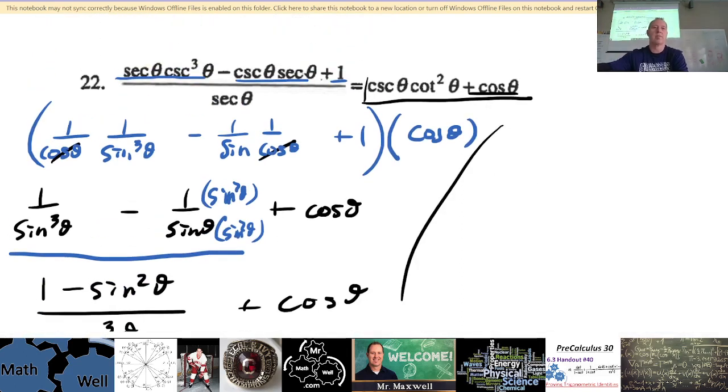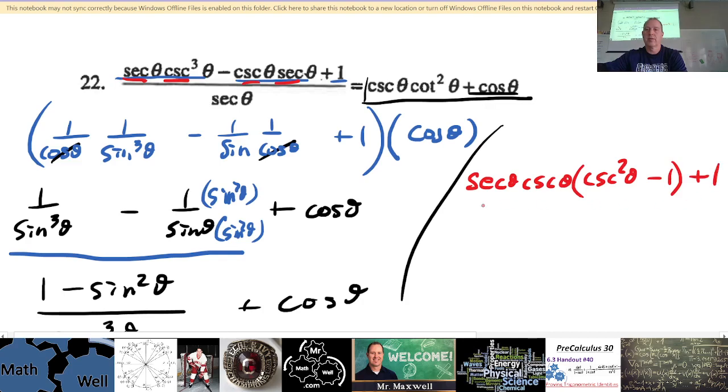So here's method 2. I could take a secant and a cosecant out of these first two terms. I have secant theta, cosecant theta. And what do I have left? I have cosecant squared theta minus 1. And that actually looks pretty good, doesn't it? What's cosecant squared theta minus 1?